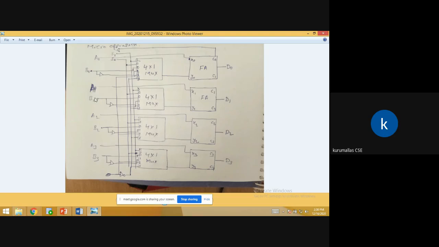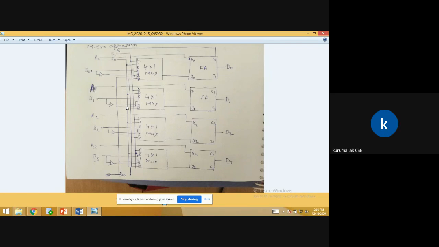Next, how to select A naught: directly we give the input to the full adder, a naught, x naught, a1, x1, a2, x2, a3, x3, like that. How to select 2 and 3: we are taking a 0 gate, so all zero inputs are given to 2. And next, after the complement, all these are connected to 3. Okay, this is the description of the multiplexer.